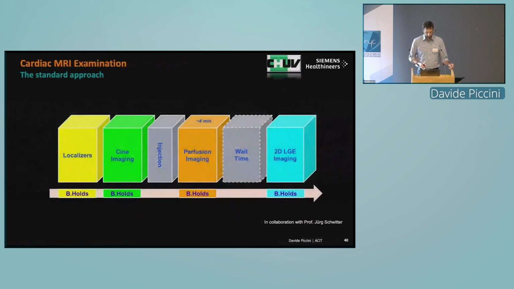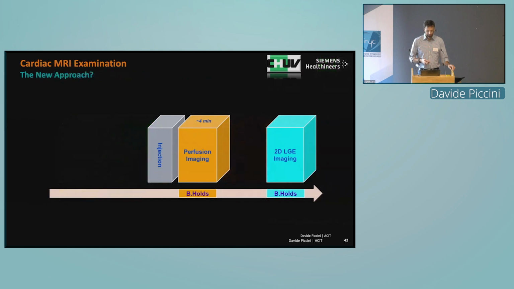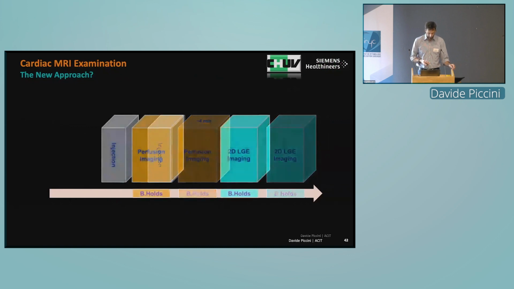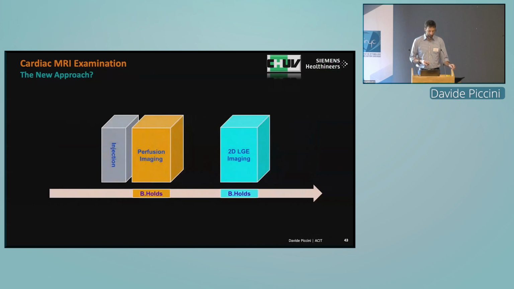Now this is the cardiac MR examination as the standard approach. This is what we did at the beginning. So substitute the waiting time with the 3D self-gated. But what if we think a bit more out of the box? Now these are the blocks we really need because perfusion and LGE require contrast. What if we don't even want the localizers and we just do this 3D anatomy and function?